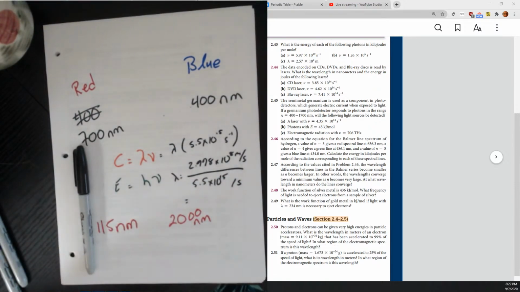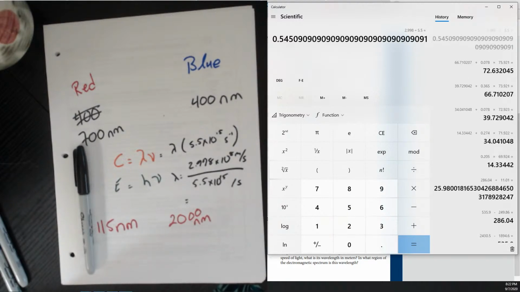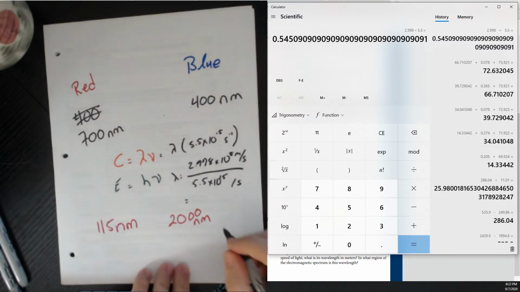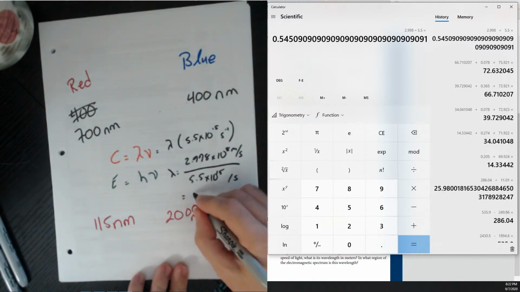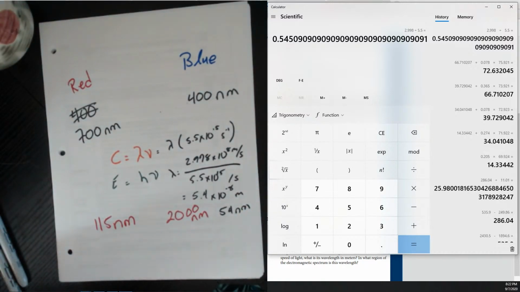Let's bring up our calculator. 2.998 divided by 5.5. The answer is 5.4 times 10 to the negative 8 meters, or 54 nanometers, which is in the ultraviolet. All right. That was an easy one.